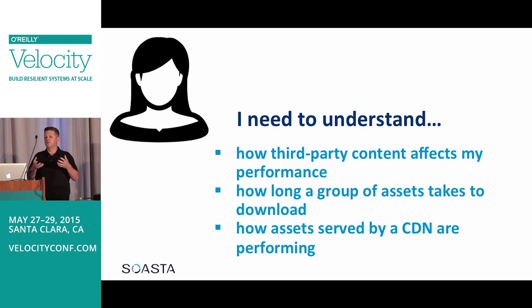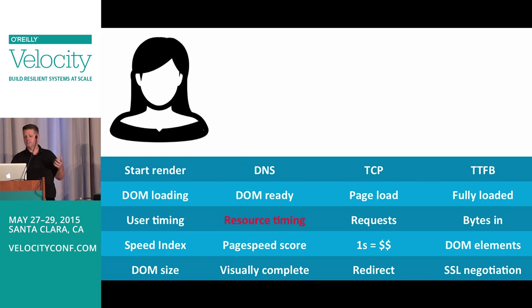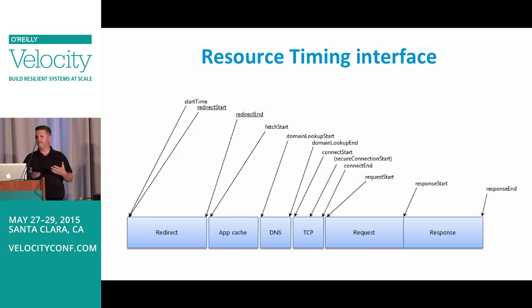How long does it take a group of assets to download if you're looking at CDN A versus B or your different sharded image domains? How are assets being served by a CDN exactly? And how are those performing against each other? So what we use is an API called resource timing to answer that.